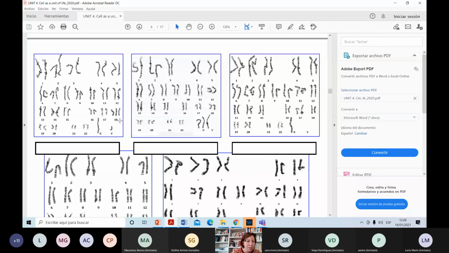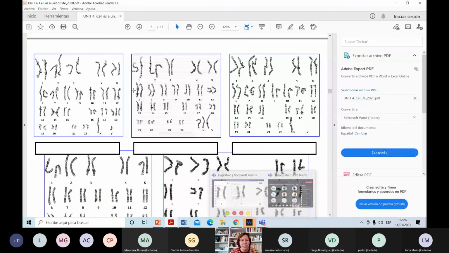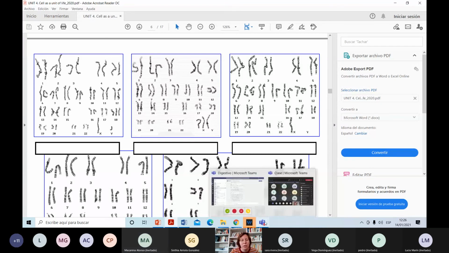Pues eso es lo que quiero que me digáis. Which one is wrong? ¿Vale? In which one I've got a wrong number. That's what I want you to see. Just pay attention to the pictures and mark the one that has a wrong number. ¿Vale? Solo eso. No hace falta ni que me busquéis el nombre ni nada. Solo mark the one that is wrong.